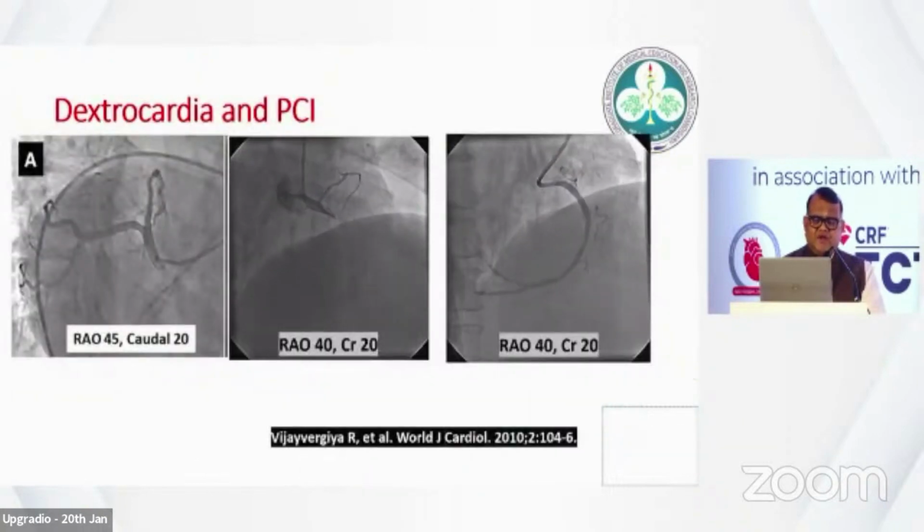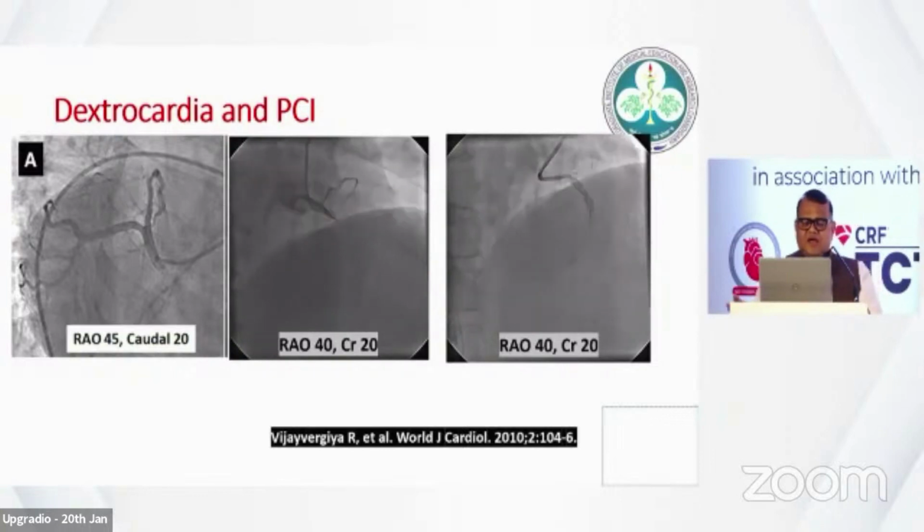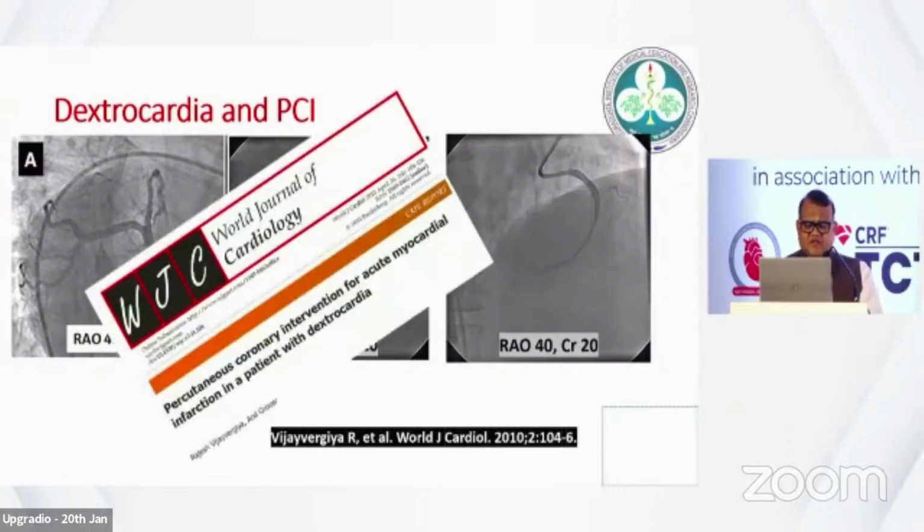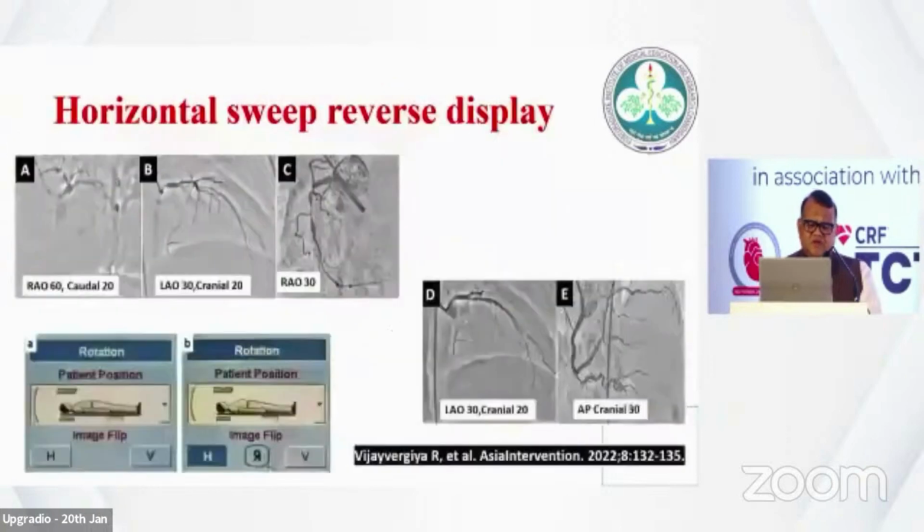And something about the dextrocardia. This is the case where you have to have an orientation. RAO view looks like the LAO and vice versa. So this is the proximal RCA, which is 100% cut off with the acute MI, and successful PCI was done, published in one of the World Journal of Cardiology.